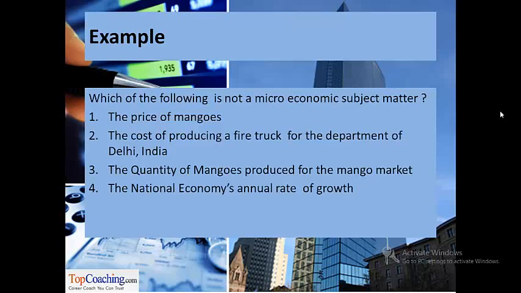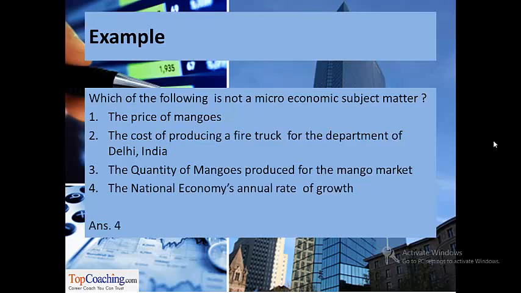So here comes another question to test your grasping of the subject. It's a multiple choice question with 4 options, out of which only one is correct. So the question says, which of the following is not a microeconomic subject matter? The choices are: first, the price of mangoes; second, the cost of producing a fire truck for the Department of Delhi, India; third, the quantity of mangoes produced for the mango market; and fourth, the national economy's annual rate of growth. Any guesses?